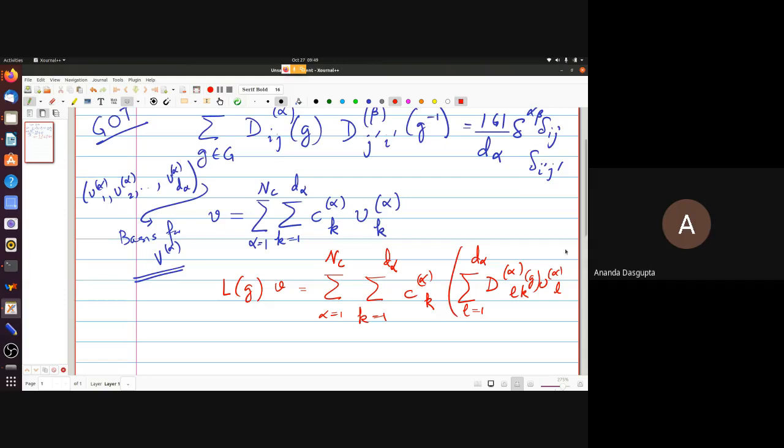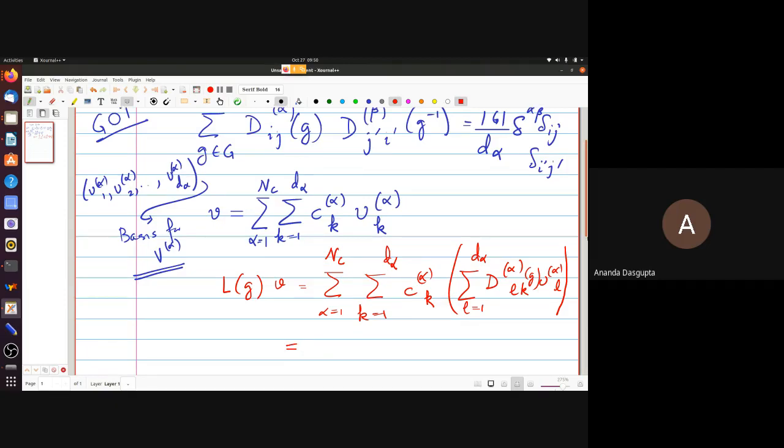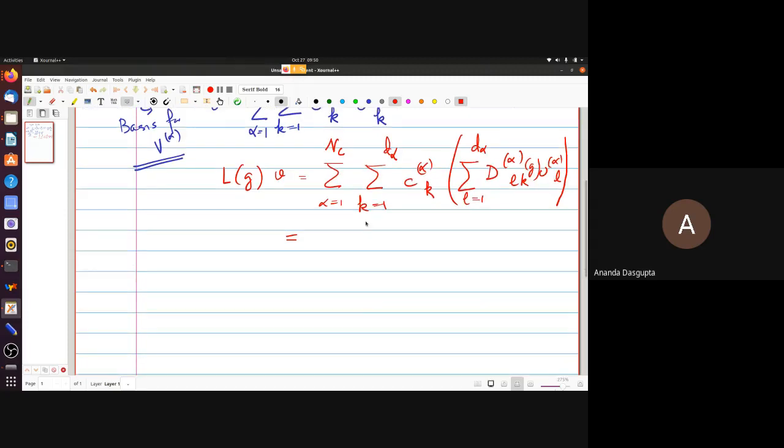This, of course, is nothing but the action of the operator for g on V alpha k, right? And remember, D alpha lk of g are just the matrix elements corresponding to g, which we figured out using the basis V alpha 1, V alpha 2, V alpha 3, up to V alpha d alpha. Okay? So this is the result. What you get ultimately is this. You have a sum over k and l.